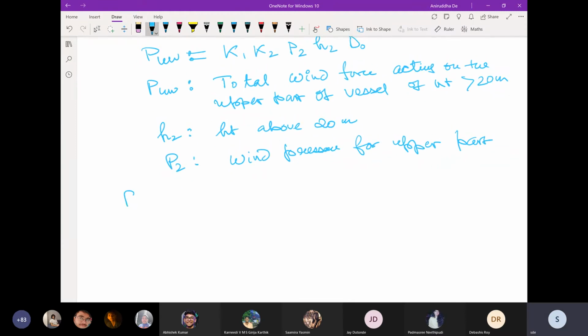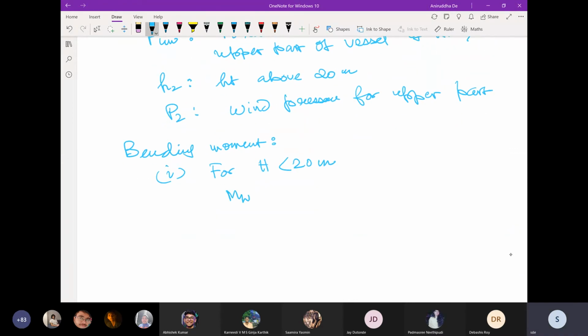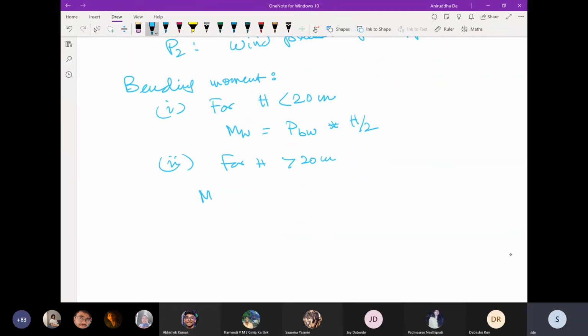Once these are calculated, then you calculate the bending moment. So for vessel for H less than 20 meter, the bending moment is calculated by this formula: Pbw multiplied by H by 2. Okay. If H is above 20 meter, Mw is equal to Pbw h1 by 2 plus Puw (h1 plus h2 by 2). Okay.